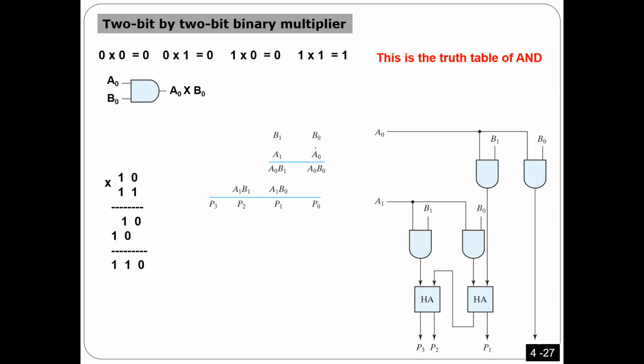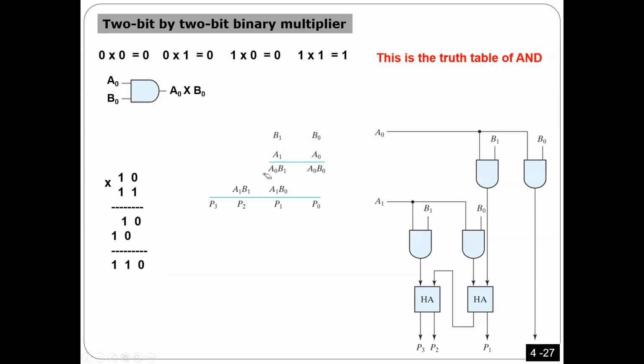Again, similar to what I explained, you have to multiply this one with this one. That's what I did here. And then you have to multiply this one by this one. You have to multiply this one by this one, okay? And then you have to shift. You have to shift by 1. That's exactly what I did here.